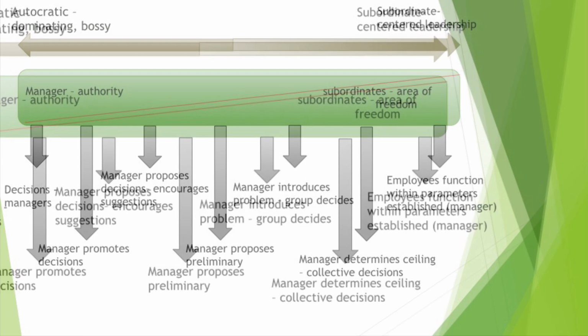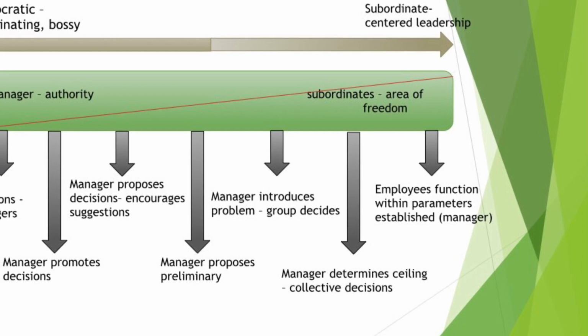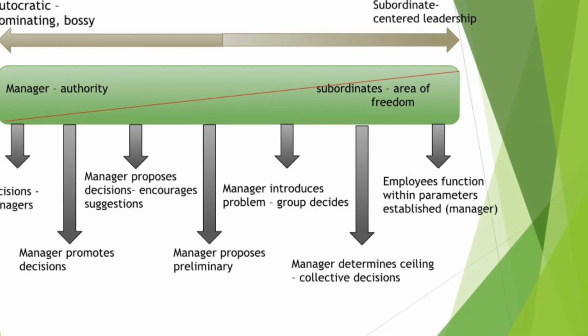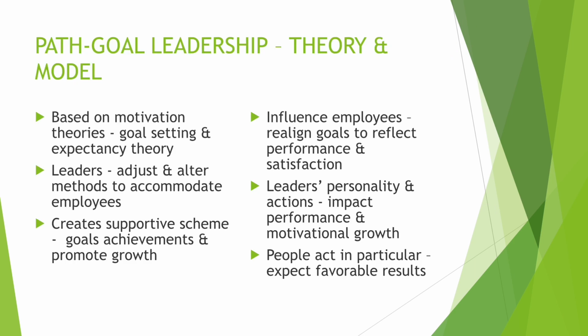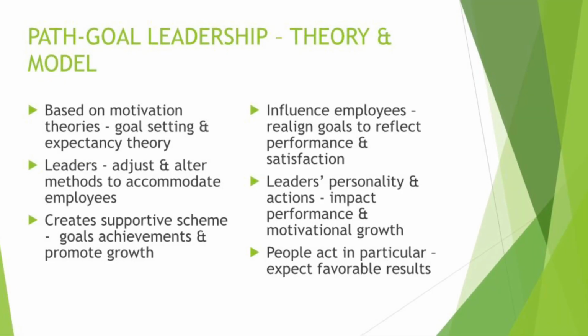And then they have seven factors where you can either be a manager with authority or a subordinate with a range of freedom. It ranges from the manager making the decision to decision making with the group.